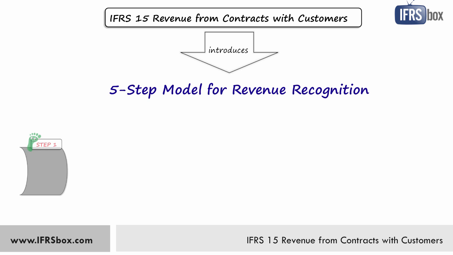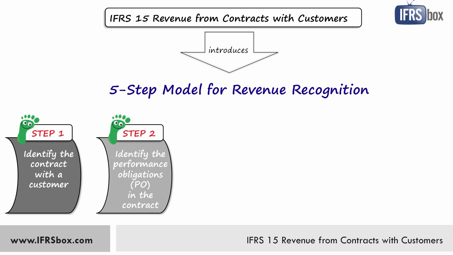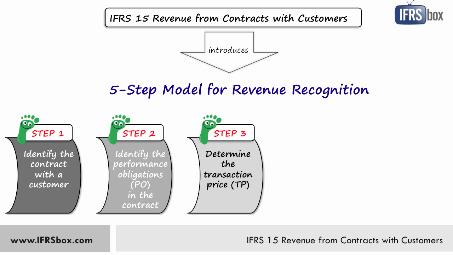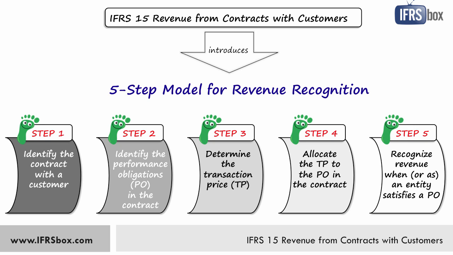Step number 1, identify the contract with the customer. Step number 2, identify individual performance obligations in that contract. Step number 3 is to determine the transaction price. Step number 4 is to allocate the transaction price to the individual performance obligations in the contract. And the last step, number 5, recognize revenue when or as the entity satisfies performance obligations.